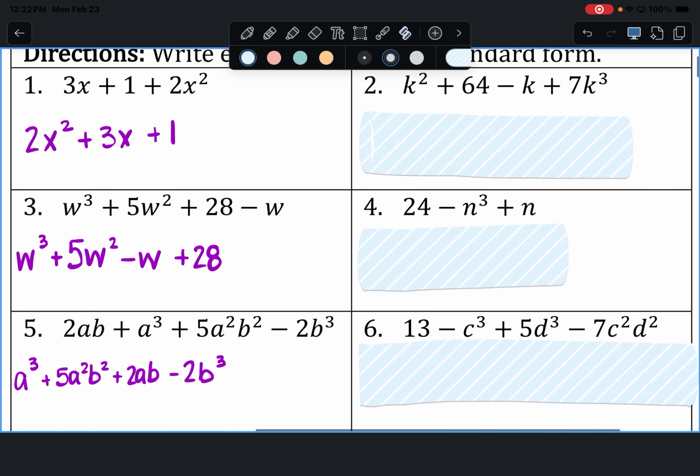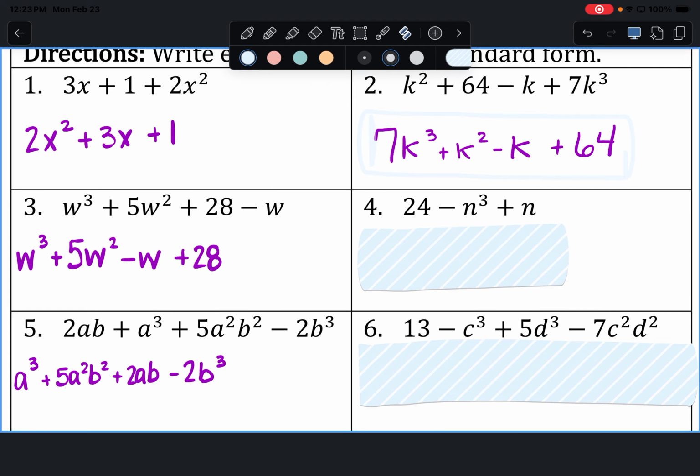All right, what did y'all get for number 2? 7k to the third power plus k squared minus k plus 64. Okay, what about for number 4? Negative n squared plus n plus 24. There we go. Okay, for 6.